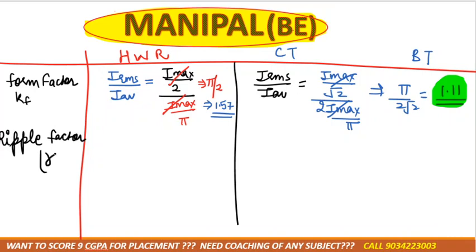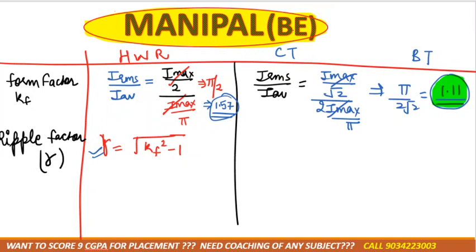Ripple factor is denoted by gamma. The ripple factor formula is gamma equal to root of kf square minus 1. Again, the formula is the same for both the cases, but as you can see, the form factor value varies, so the ripple factor value would also vary. So you can put in the value and then you will get the final answer.